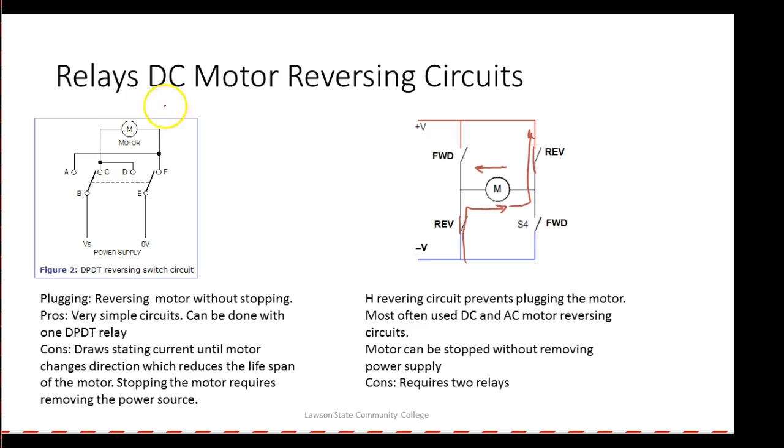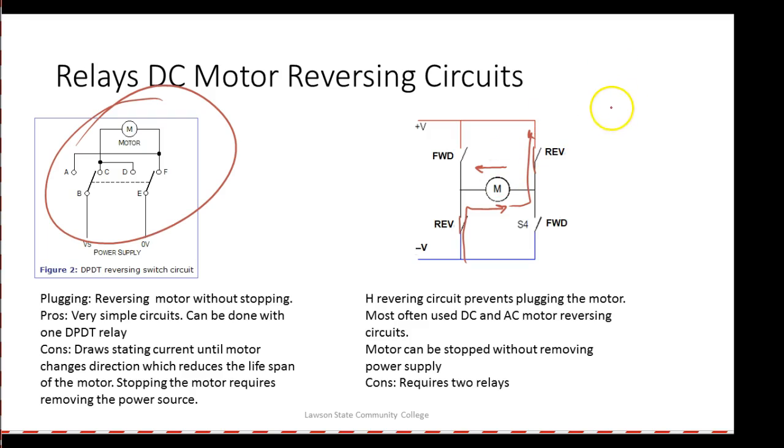This is bad. We don't usually do this. I've seen this used sometimes, but the problem is you're running it forward, you change the relay, and it flops over and plugs the motor. Somebody puts it on forward and reverse at the same time, and you can't do that. We interlock these things in all different types of ways.